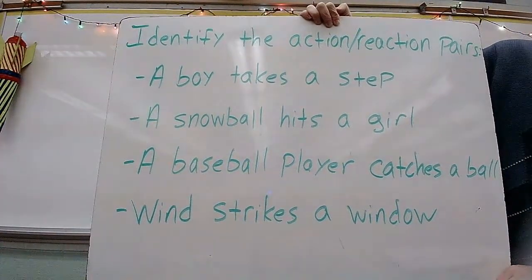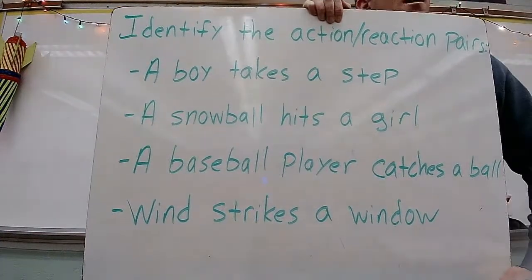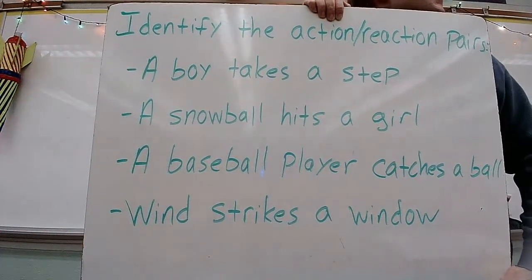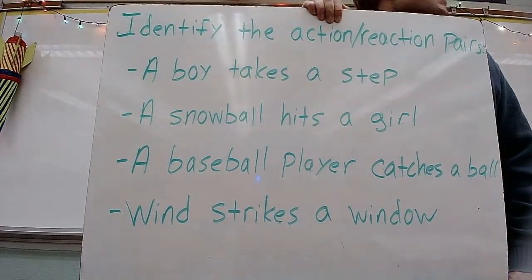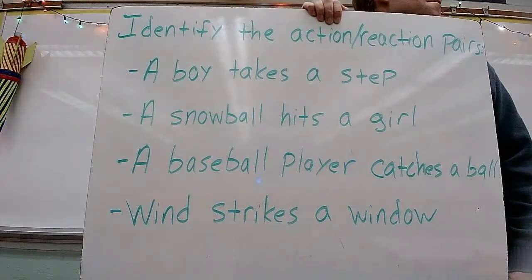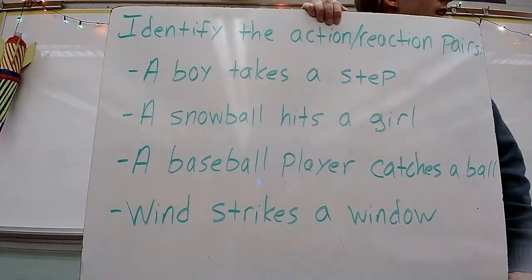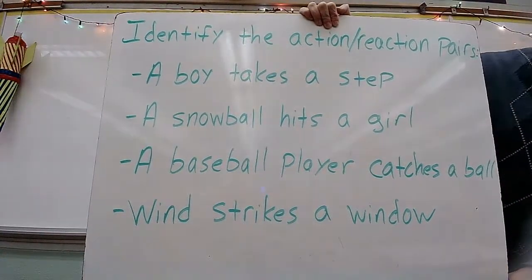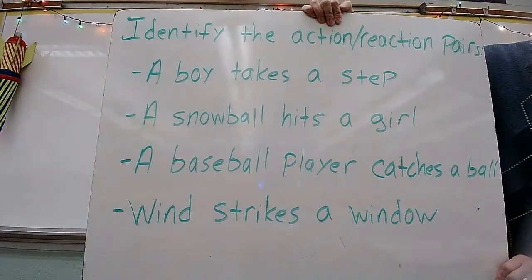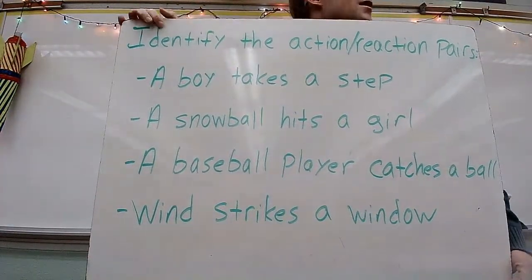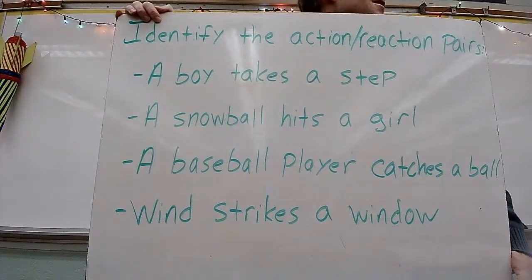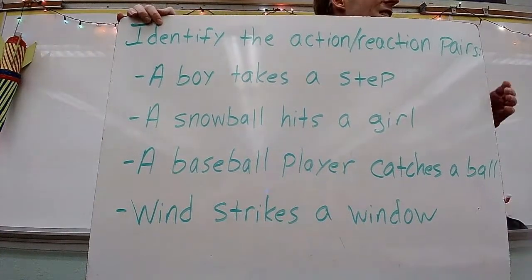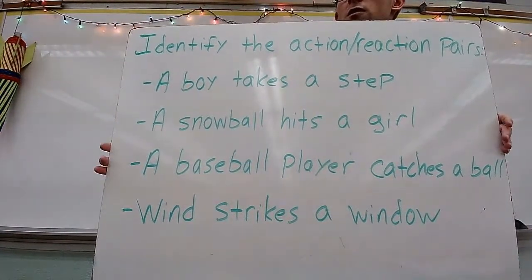The third one, a baseball player catches a ball. What's the action-reaction pair there? The force of the ball on the player and the player on the ball. If you want to get specific, you could talk about the force of the glove on the ball. Either is perfectly acceptable. And wind strikes a window. The force of the wind on the window is equal to the force of the window on the wind.